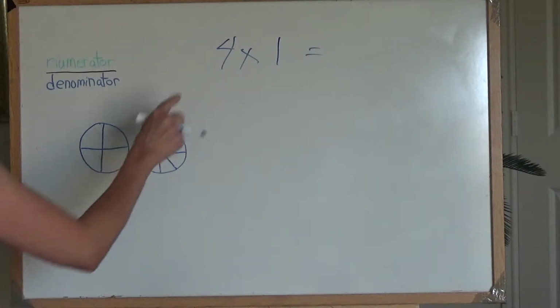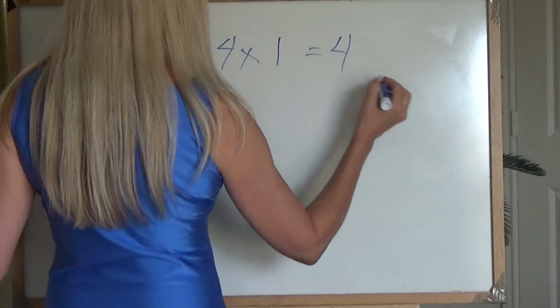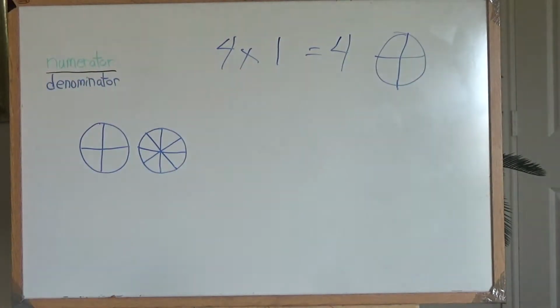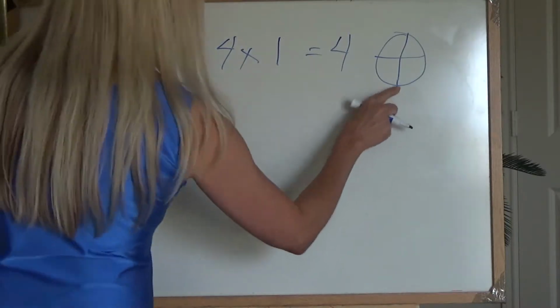That's right. Anything times 1 is itself. It doesn't change the amount. It's still the same pie. 4 pieces cut into 4 pieces baked with the tool number 1. It's going to be 4 pieces of pie. That's right. And it's so exciting.